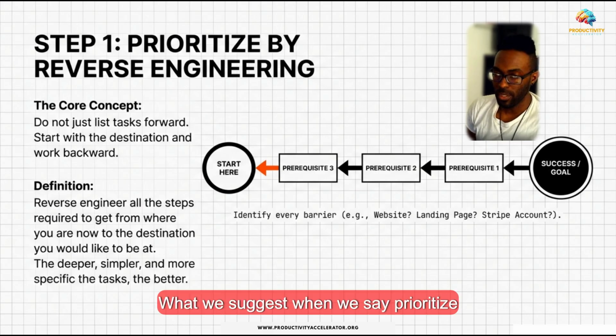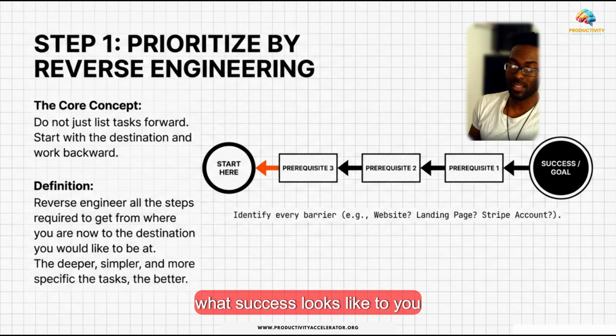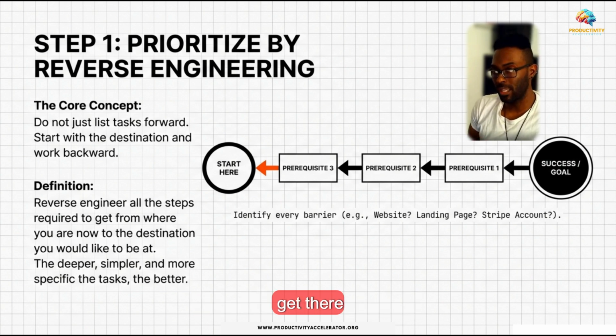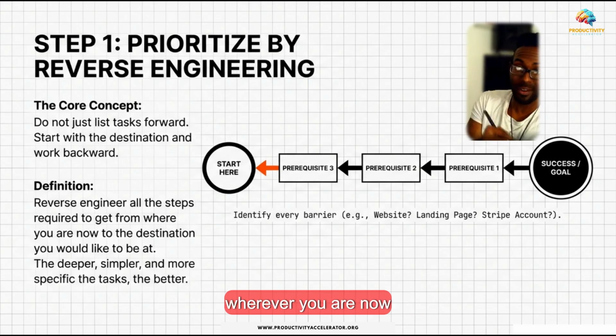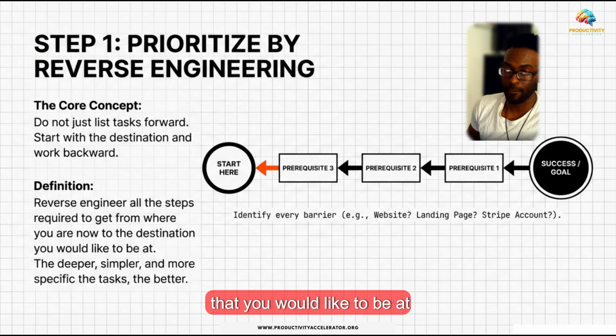What we suggest when we say prioritize, once you've picked your goal, once you've defined your vision, and once you have an idea of what success looks like to you, is to reverse engineer the steps to get there. Reverse engineer all the things required for you to get from wherever you are now to whatever the destination is that you would like to be at.